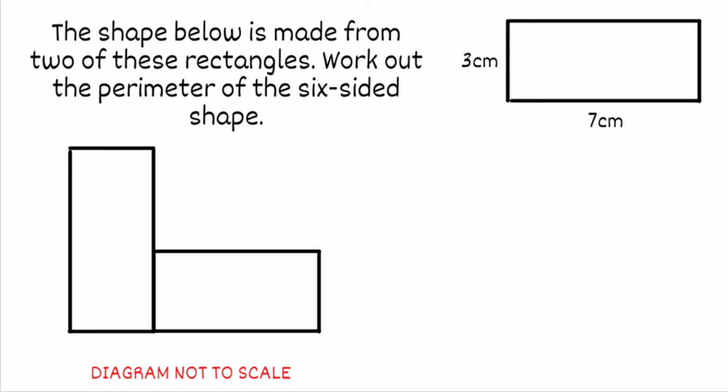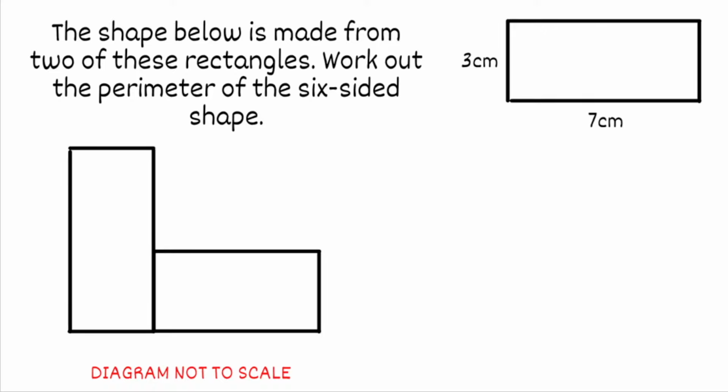Okay, and for this last question, we've got the shape below is made from 2 of these rectangles. We've now got to work out the perimeter of the 6-sided shape. So we've been given a compound shape which is made up of 2 of these rectangles. So what we're going to do first is find out what each of the lengths are, because once we've done that we can then find the perimeter. So we know these rectangles have a length of 7 centimetres and a width of 3 centimetres. So we can begin to start labelling our compound shape.